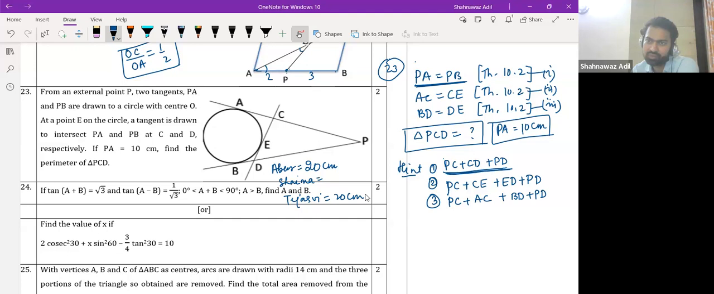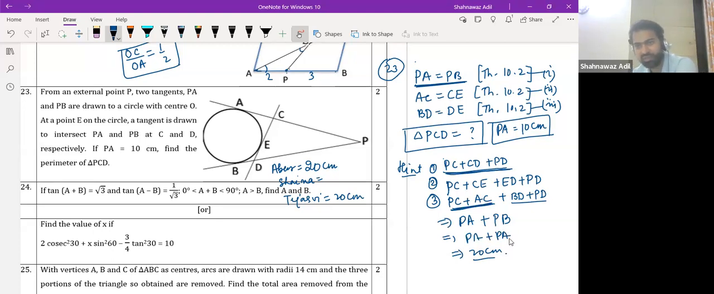So I'm not getting an answer. So we reached here, right? I substituted the values, but still not getting an answer. So PC plus AC, what is that? This is AP, right? Which is PA. And what is PD plus DB? PB, right? So PA equal to PB. So 20, right? So if you were substituting, then where did you get stuck?